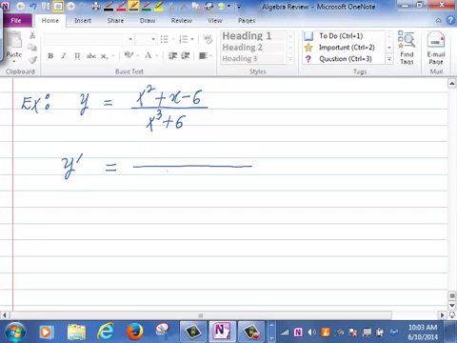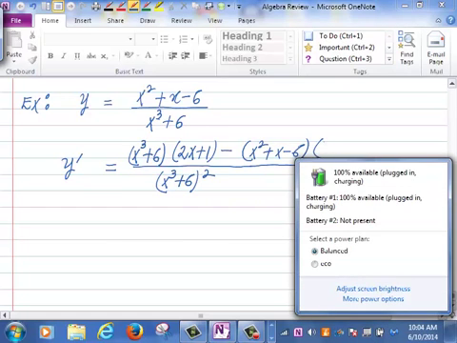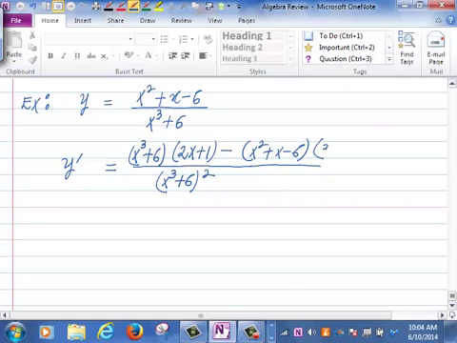And so in the quotient rule, what do I have to do? I have to take the denominator and I have to square that. In the numerator, I get the denominator multiplied by the derivative of the numerator, right? So what's the derivative of the numerator? It is 2x plus 1 minus, now I get the numerator, x squared plus x minus 6 multiplied by the derivative of the denominator. Now, what is that? 3x squared. Very good. So that's the derivative that we get.